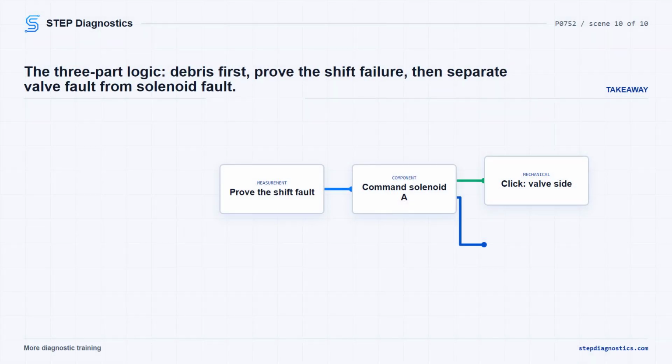The logic on P0752 is to screen the fluid for internal damage first, duplicate the shift failure with pressure switch data, then separate a hydraulic shift valve problem from a solenoid operation problem with the HDS command test. Do not skip the debris check because it changes the direction of the whole diagnosis.